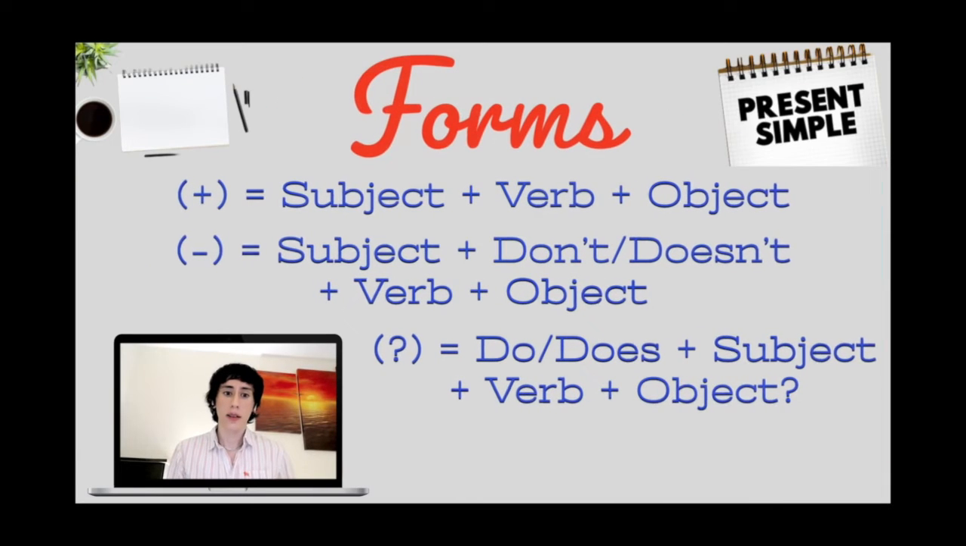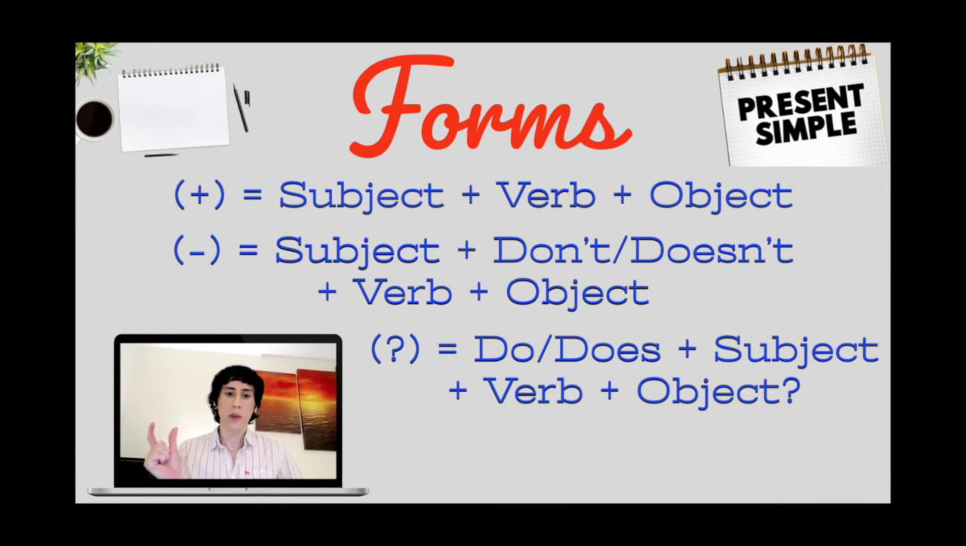The affirmative sentence form is subject. So for example, I, you, he, she, it, we, you, or they, or the name of the person, or the name of the noun. Then the verb, the action, and then the object or the complement. The negative form is, again, the subject. We use don't or doesn't, plus the verb in base form, not conjugated, plus the object or complement. Then the question form is do or does, plus the subject, plus the verb in base form again, and the object or complement, and don't forget to add the question mark at the end.